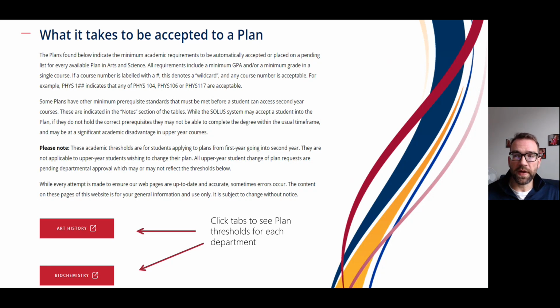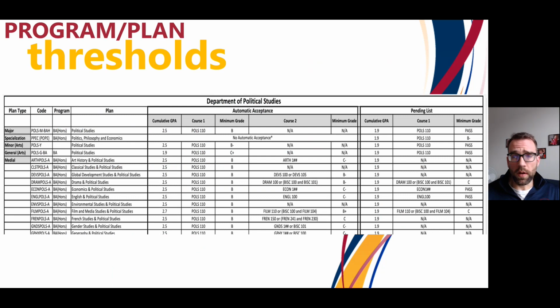So here's where you will find the plan thresholds on our website. You go to queensu.ca/artsci, you click on undergraduate, then plan selection, which is under the first year student section. Scroll down a little bit and you'll see links to the thresholds for each department. So these little red tabs right here. When you click on them, in this case, political studies, a document will open up that provides you with the thresholds for both automatic acceptance and acceptance to the pending list. So those are kind of two different things.